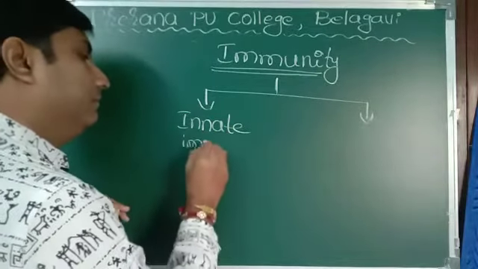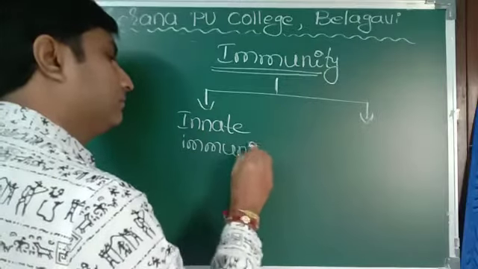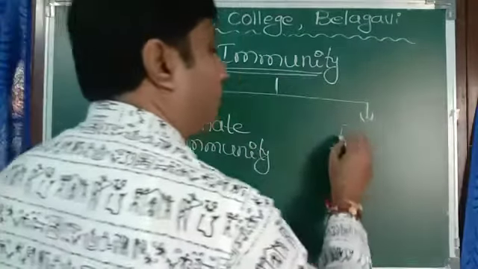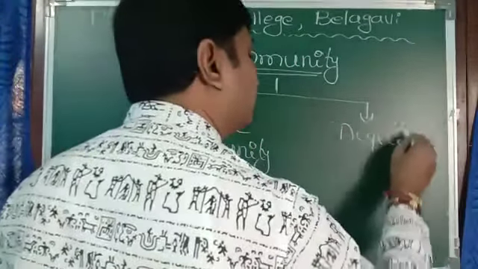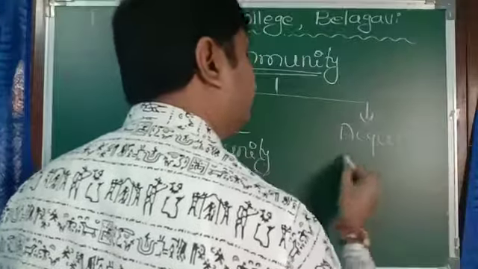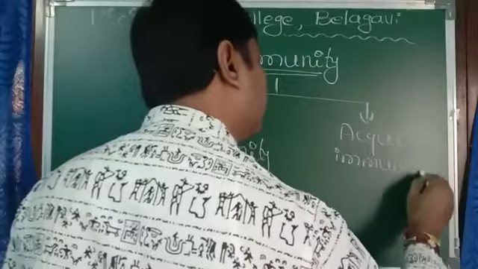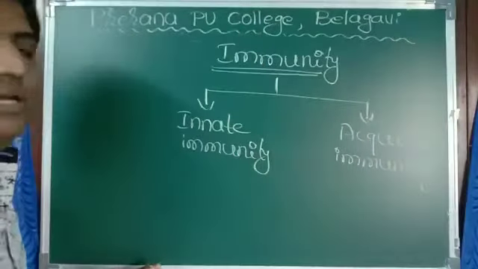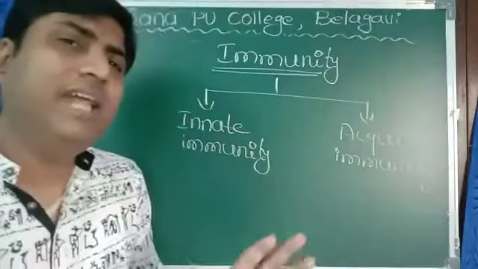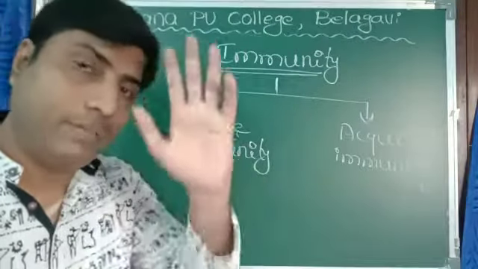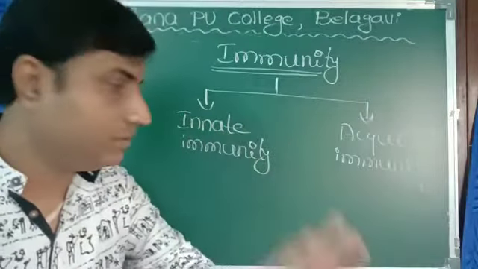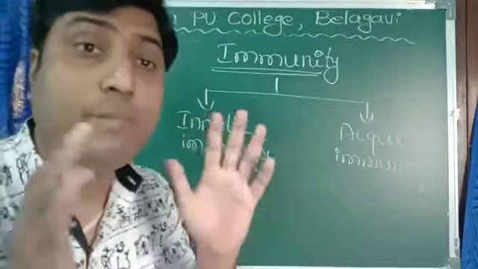Innate immunity and acquired immunity. Innate immunity means it is there by birth, and generally it consists of various barriers.